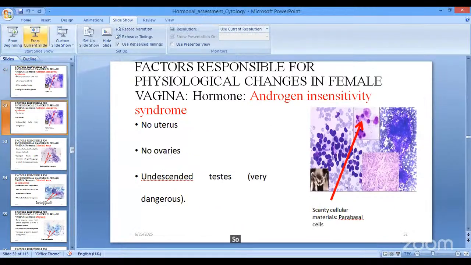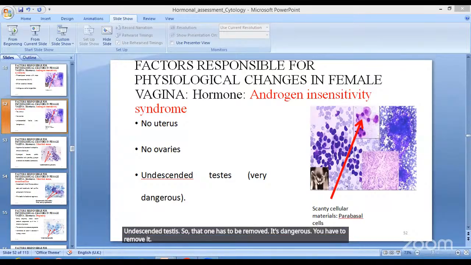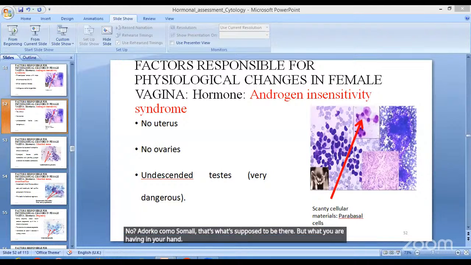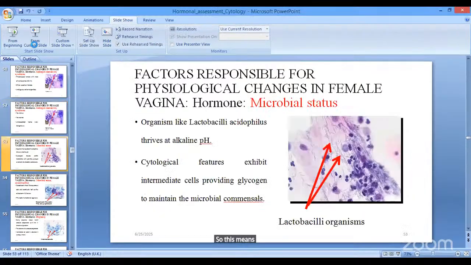So in androgen insensitivity syndrome, there is no uterus, no ovaries, and no fully formed, undescended testes. So that one has to be removed. It's dangerous. You have to remove it. Although chromosomally that's what is supposed to be there, what you have before you is a fully grown female. So this makes endocrinology and hormonal cytology very interesting.